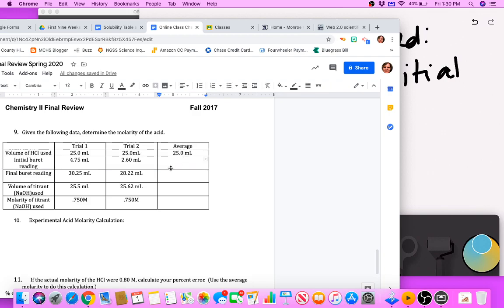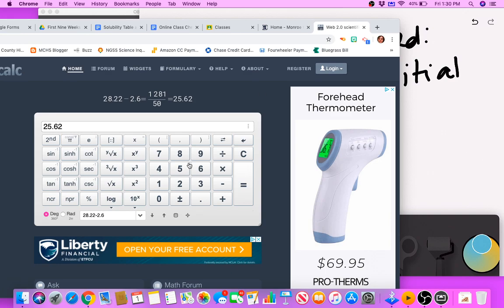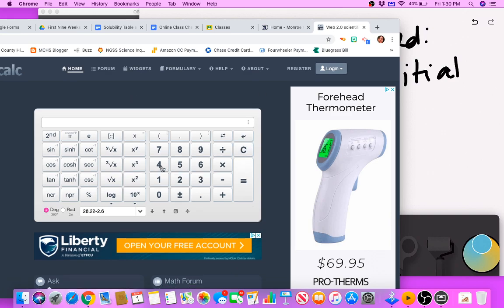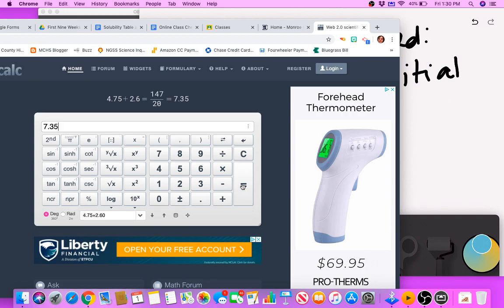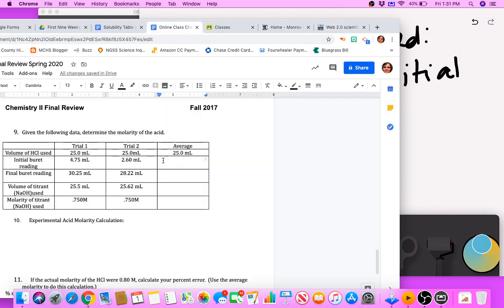This one, 4.75 plus 2.60 equals, and then I've got to divide it by 2 to get the average. So that's 3.675. Well, 3.675, I only need 1 or 2 places past the decimal, so I'm going to round up to 3.68.